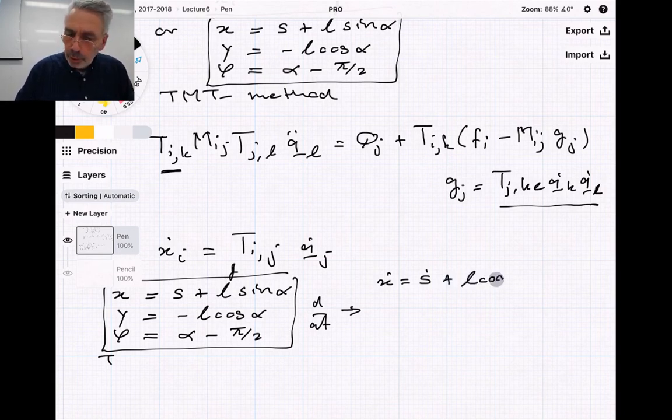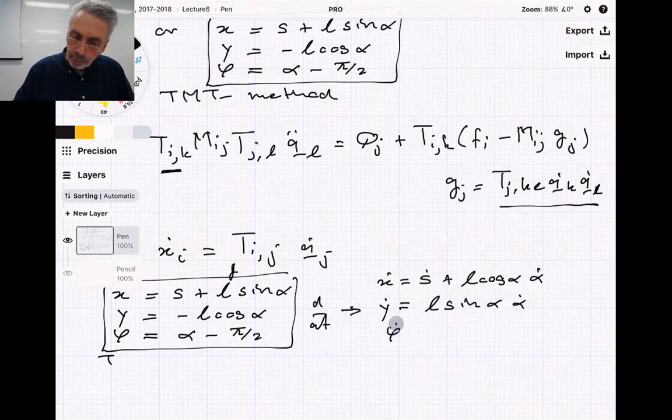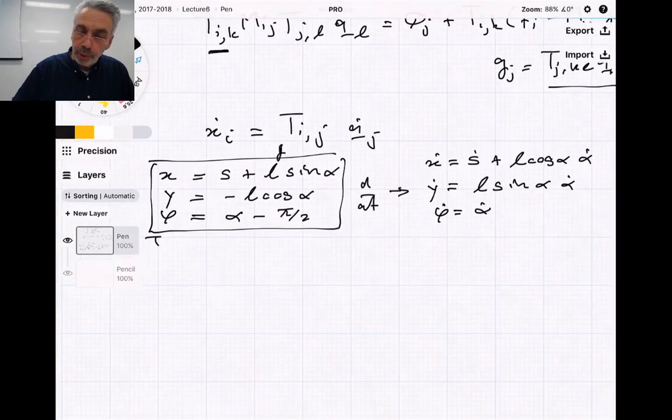And then cosine alpha dot. Y dot is, cosine is minus, so that goes away, sine alpha dot. And then phi dot is alpha dot. So nicely, those are the velocities. Or in other words, my Tij, my linear mapping, is, well, that's not so clear.